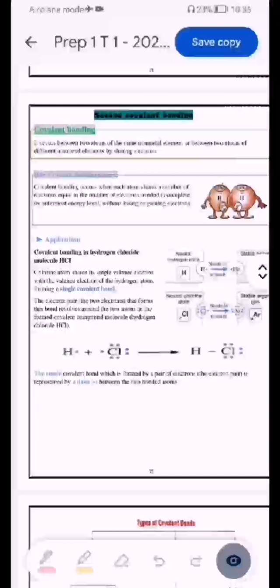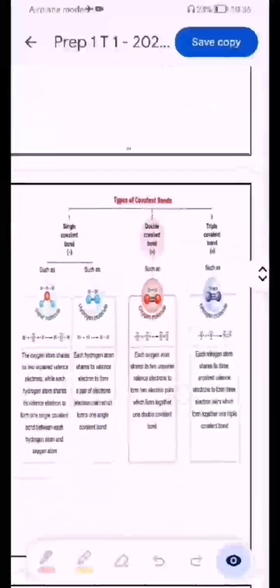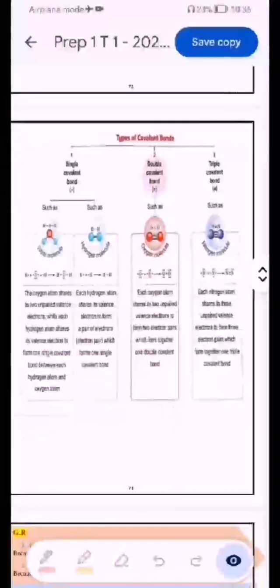And we have three types of covalent bond. Number 1, single covalent bond. Number 2, double covalent bond. Number 3, triple covalent bond. That equals what? Single or double or triple equals the number of electron pairs. If two atoms share one electron from this atom and one from the other atom, we have one pair of electrons. So it's called a single covalent bond.